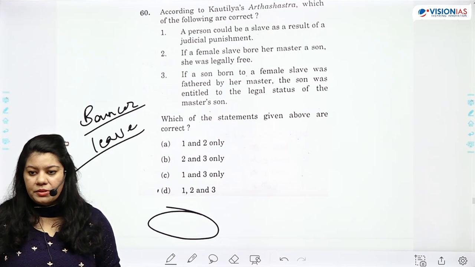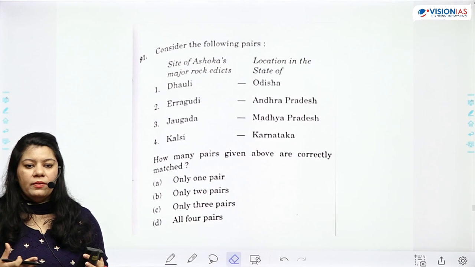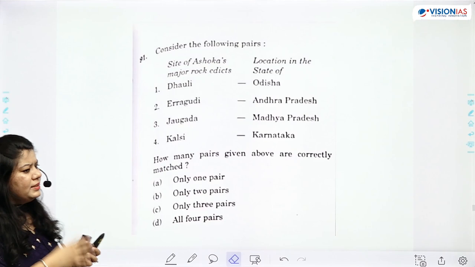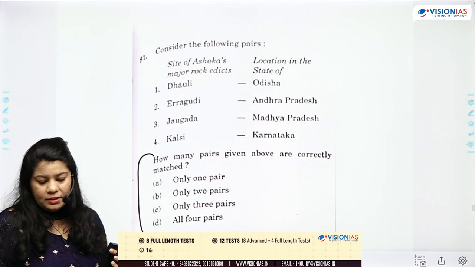Then comes your 91st question. 91st question is a question which is important because Ashokan edicts are always well prepared by the students because of its relevance in ancient Indian history. You have content in your NCERT also, whether 7th standard or Ramesh Sharma regarding this. But the way UPSC has framed it is making this question difficult. So Dhauli has already been asked by UPSC in one of their options.